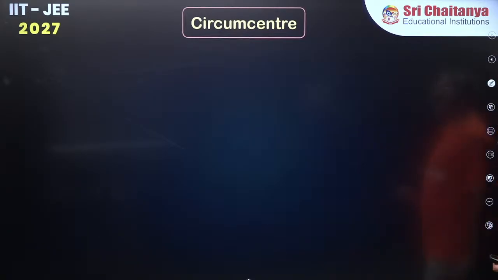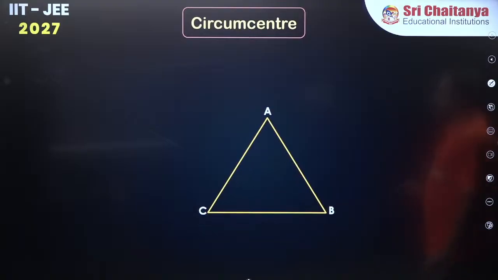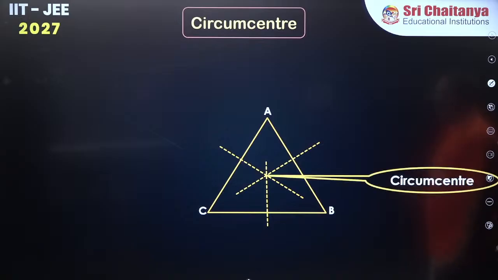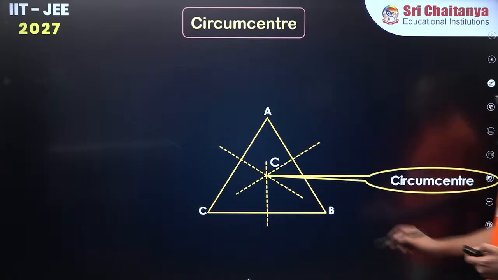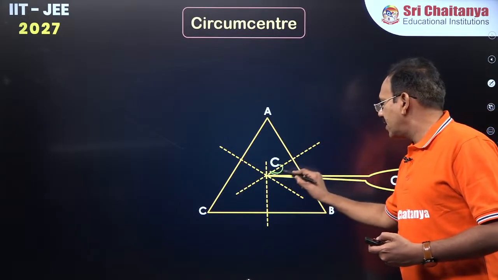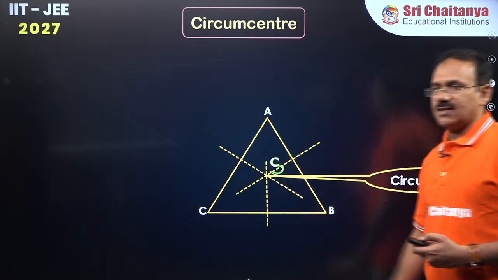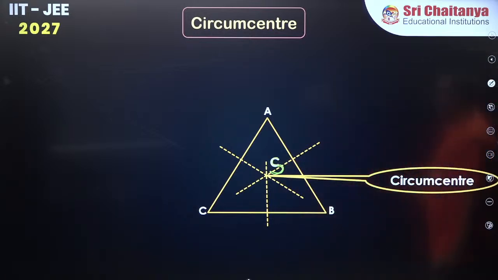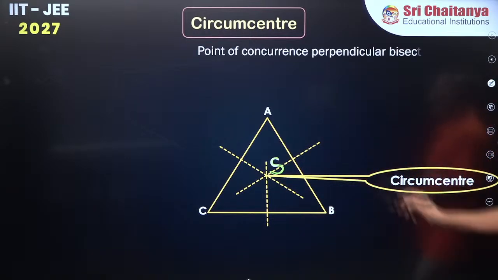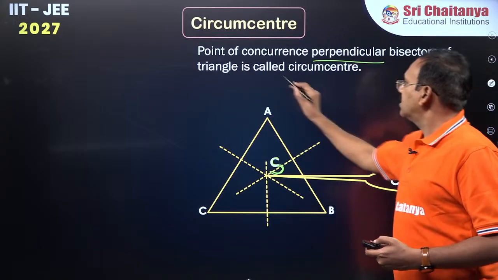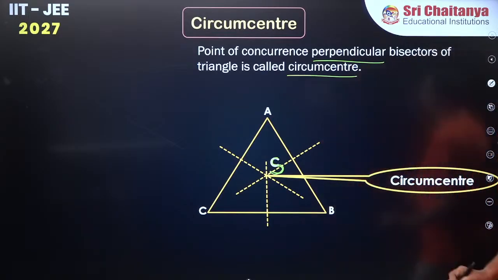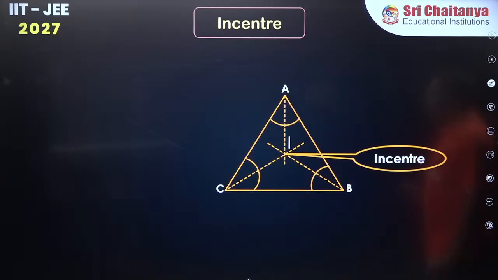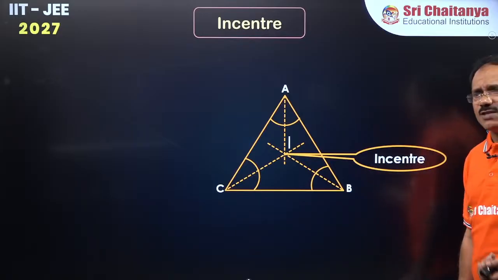This is a triangle. This is a perpendicular bisector, second, third. The point of concurrence of perpendicular bisectors is called circumcenter. Let it be S, guys. Yes, the point of concurrence of perpendicular bisectors is nothing but the circumcenter. We have discussed. Now, incenter, guys, incenter is very simple.